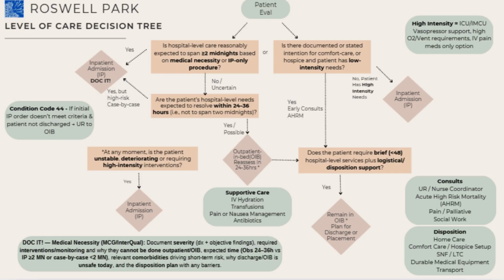But if needs are low intensity and they simply require brief hospital-level support, plus logistical coordination, such as optimizing non-IV pain control, arranging comfort or hospice services, setting up durable medical equipment, identifying caregivers, or coordinating transportation, they can remain in OIB while disposition plans are finalized. This ensures compassionate, efficient care while avoiding unnecessary inpatient days.